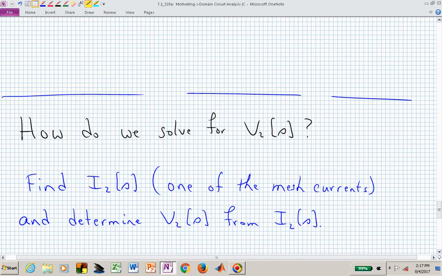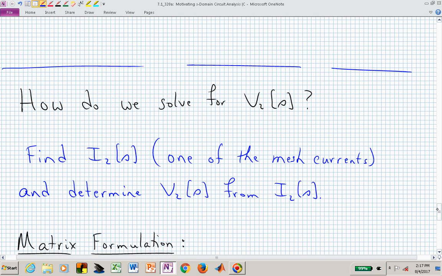So what we want to do now is find I sub 2, which is one of the mesh currents, and determine V sub 2 from I sub 2. And we can determine V sub 2 from I sub 2 just like we did before. V sub 2 is now just going to be R sub 2 times I sub 2 of S. So the main analysis will concern how do I now identify I sub 2 of S.